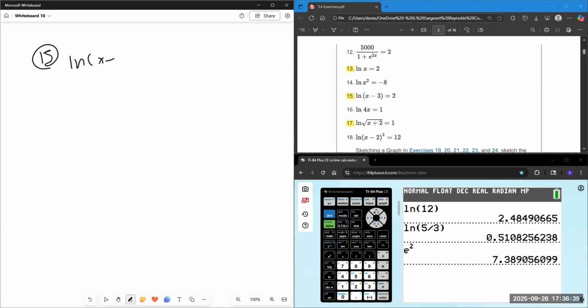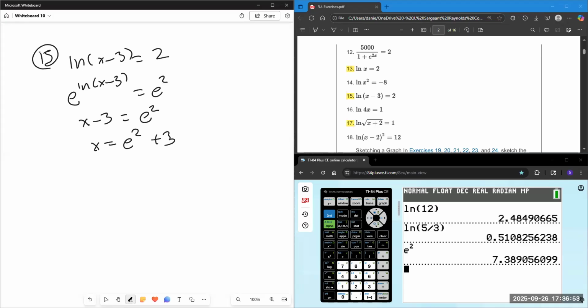ln of x minus 3 is equal to 2. So e to the ln of x minus 3 is equal to e to the 2. See, there it is again. So x minus 3 is equal to e to the 2. x is equal to e to the 2 plus 3, which is approximately, if we add 3 to that, 10.389.